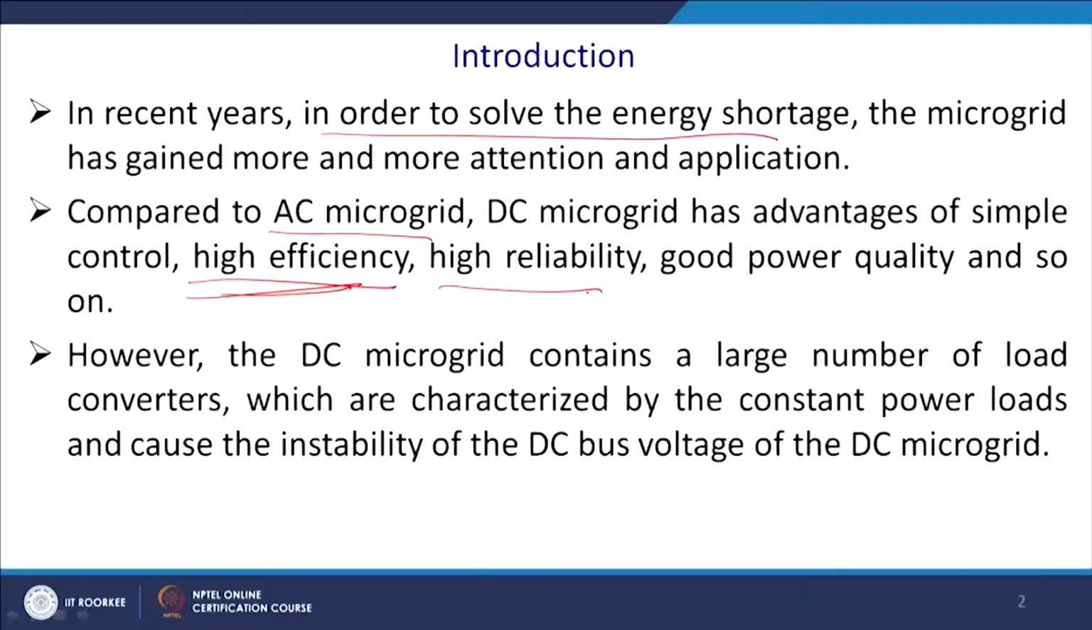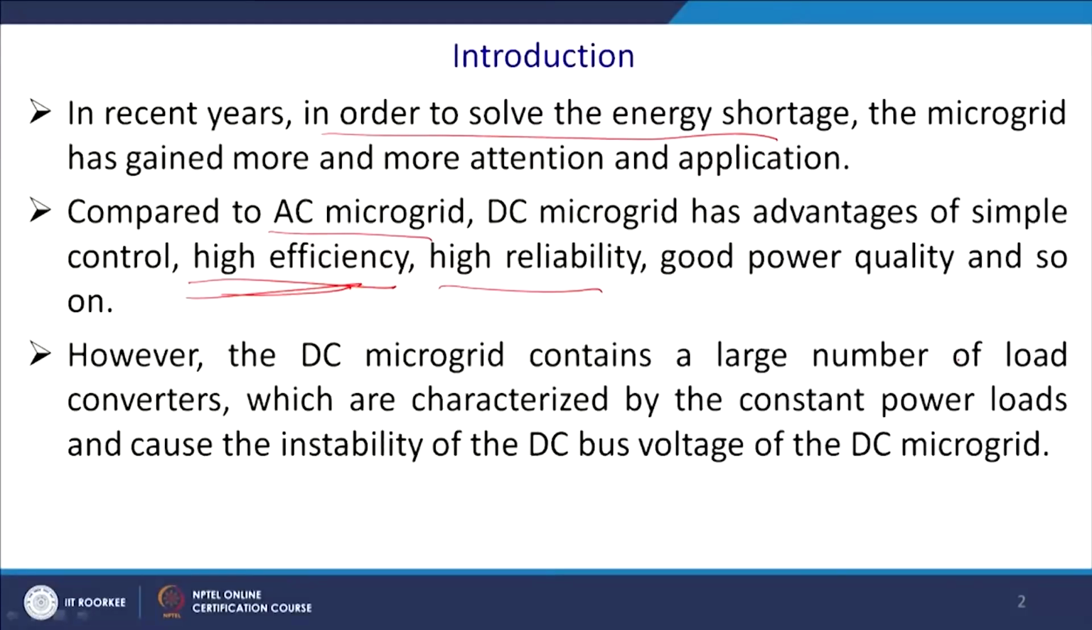Since there are no power quality issues, there is no problem of power quality in the DC microgrid. You do not have a problem of THD, you do not have a problem of power factor; these are missing. So it has good power quality and it is highly reliable.